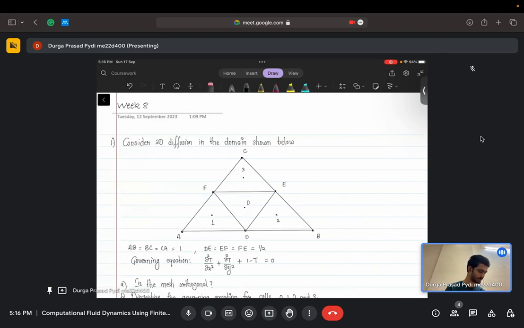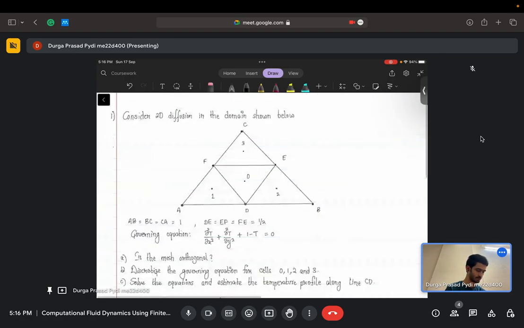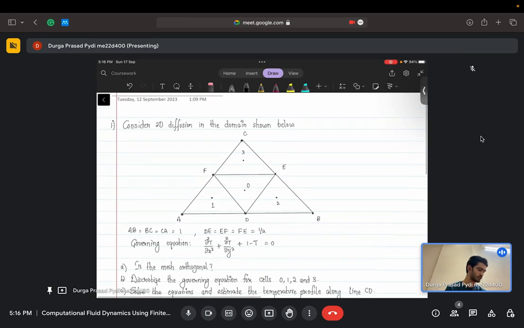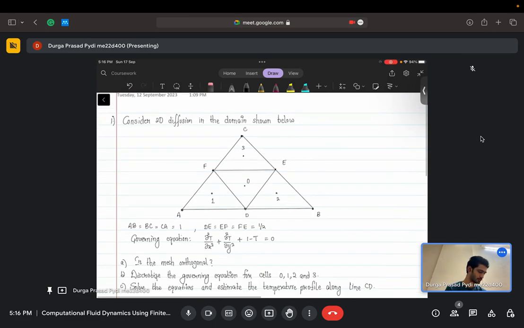So now we'll get started with this week. This week we essentially discuss unstructured meshes on steady diffusion equations. So the problem we'll be looking at is this. We have a triangular domain ABC, and the cells are 0, 1, 2, 3. These are the cells given by their cell centroids.